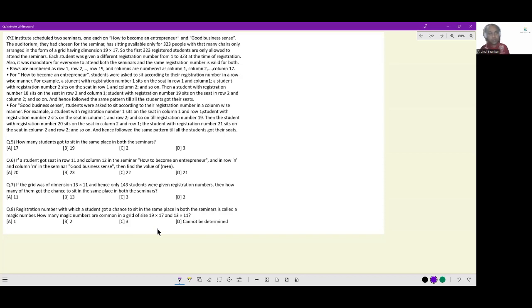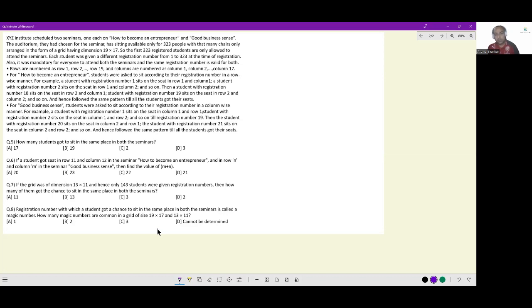Let's look at this question. XYZ Institute scheduled 2 seminars, one each on how to become an entrepreneur and good business sense. The auditorium they had chosen for the seminar has seating available only for 323 people, with that many chairs arranged in the form of a grid having a dimension of 19 into 17.